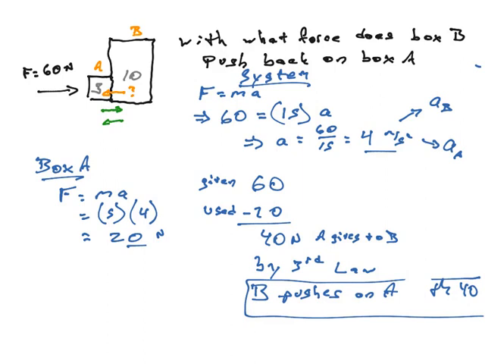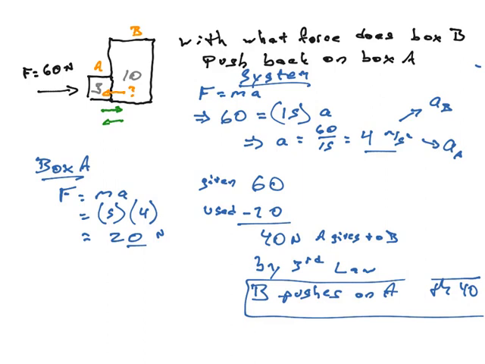Then by intuition, I know that if the whole system has an acceleration of 4, then each little piece of the system has an acceleration of 4, because the whole thing moves together. So that means little box A has an acceleration of 4, and box B has an acceleration of 4. And then I put that to the side.